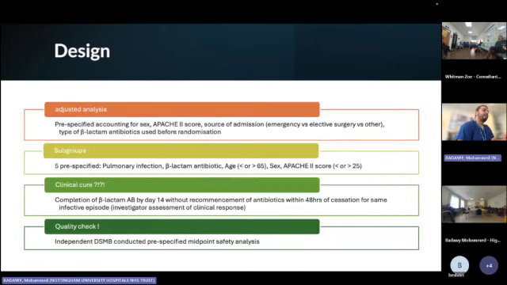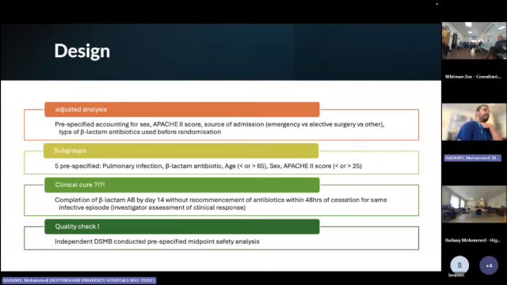And then in the design, they had an adjusted analysis, pre-specified before the study started, accounting for sex, APACHE score, where the patient had been admitted from, and the type of beta-lactam antibiotic, whether it's meropenem or tazocin. There were also predefined subgroups to be studied later: pulmonary infection patients, the type of beta-lactam antibiotic, whether the age is above or below 65, and APACHE score more or less than 25. So these are subgroups to be analyzed at the end.